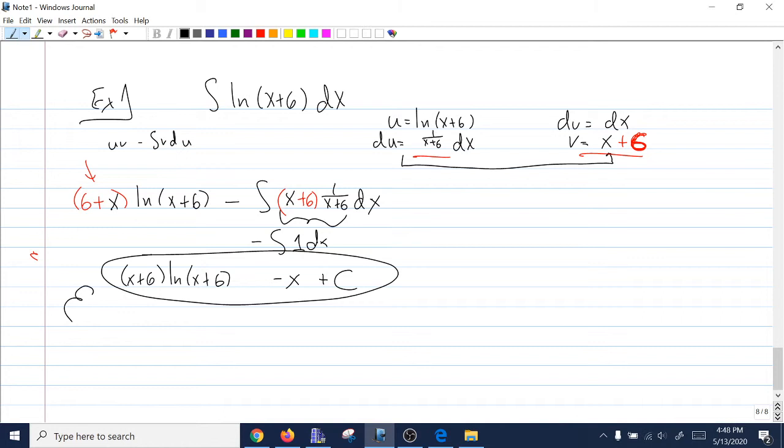If I do add an absolute value, I'm just changing this function so it's defined more times. So I'm not adding any wrong answer, but I'm adding a bunch of solutions that are not actually solutions.